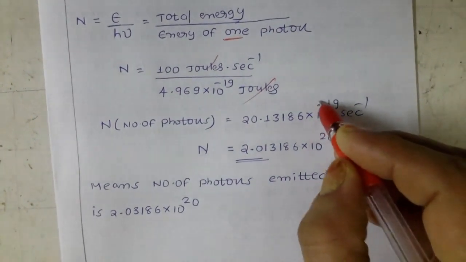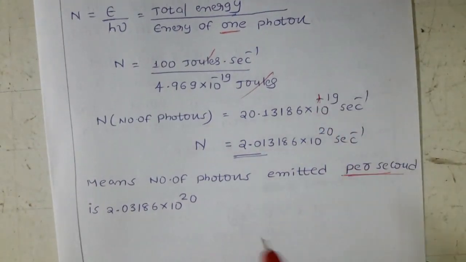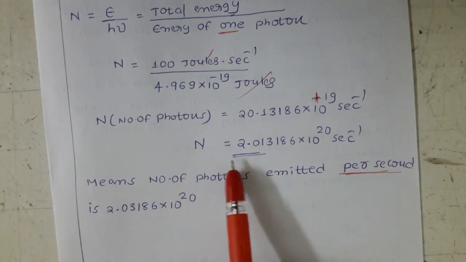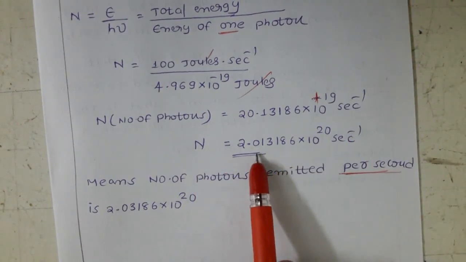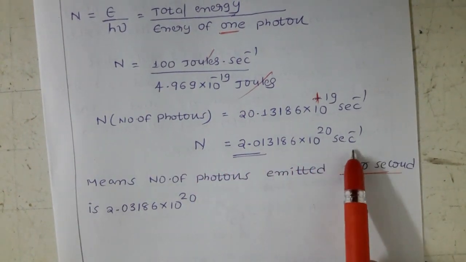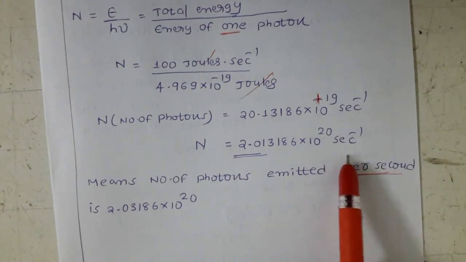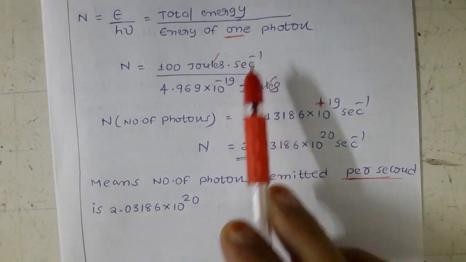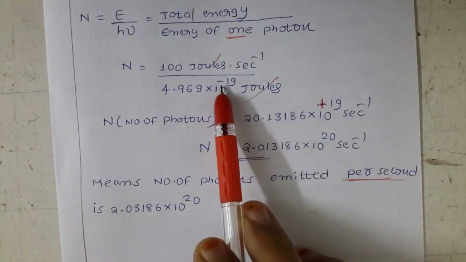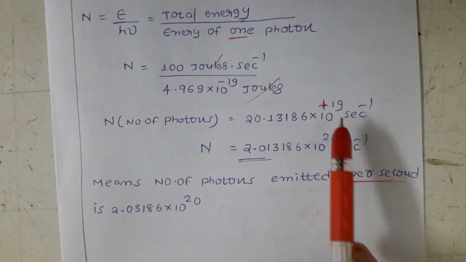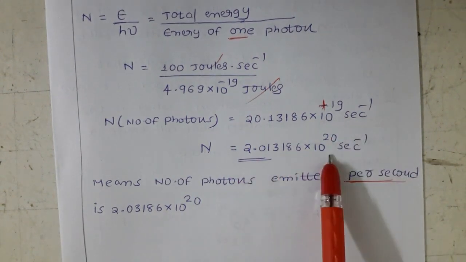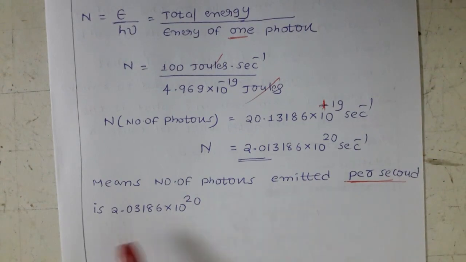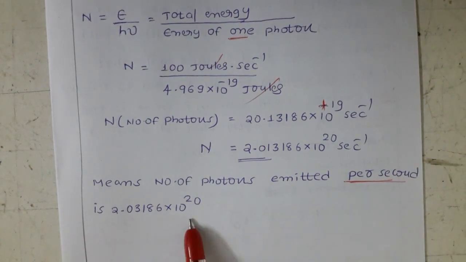This should be positive. So not negative, this is positive, okay? So 2 into 10 to the power of 20 photons per second, isn't it? Because 10 to the power of minus 19 is there. If you go for the numerator, what happened? It will be 10 to the power of plus 19. So plus 19, if you go for the simplification, 10 to the power of 20. So the number of photons emitted per second is 2 into 10 to the power of 20.